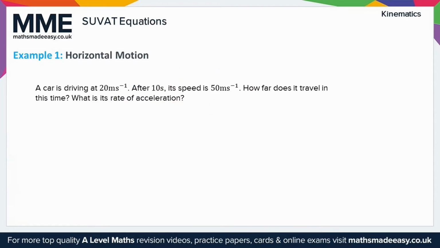So a car is driving at 20 meters per second, and after 10 seconds, its speed is 50 meters per second. How far does it travel in this time? What is its rate of acceleration? First thing I'm going to do, I'm going to write down SUVAT and see what variables we know.